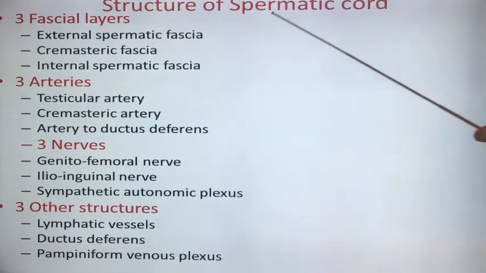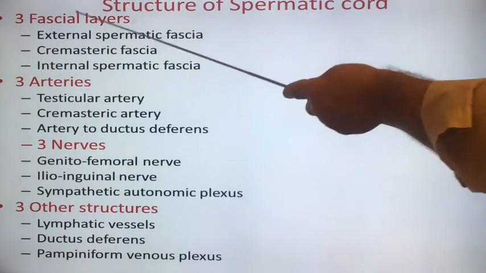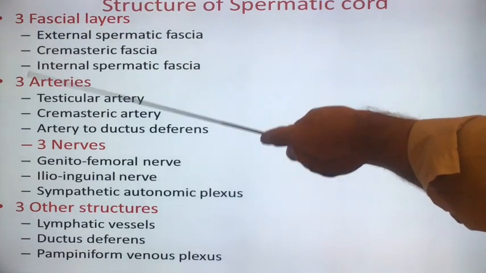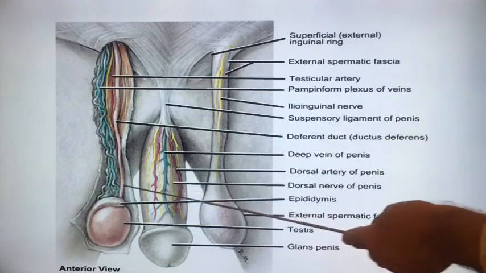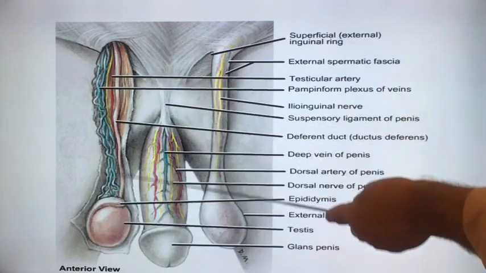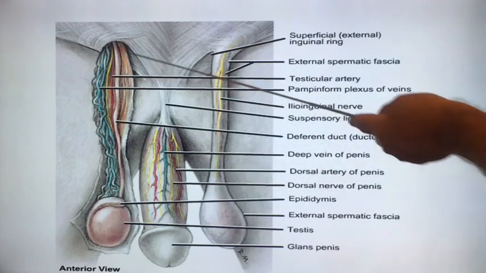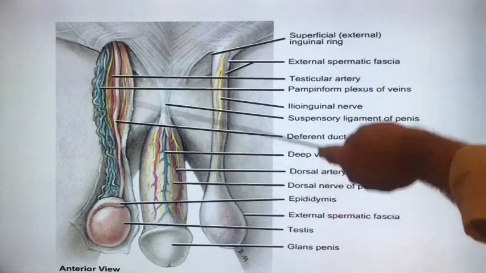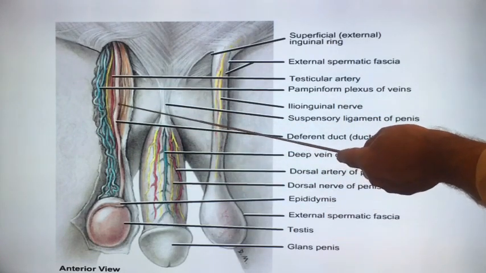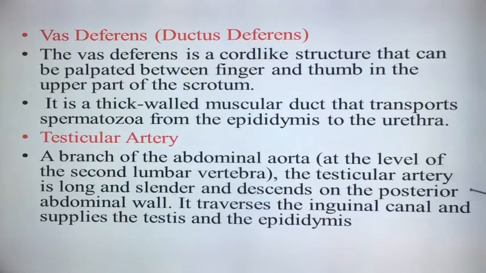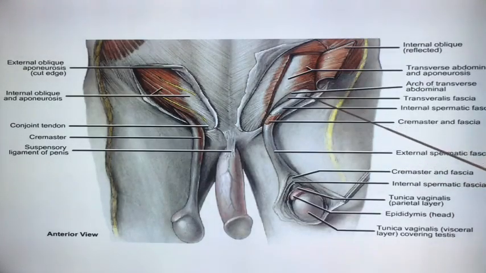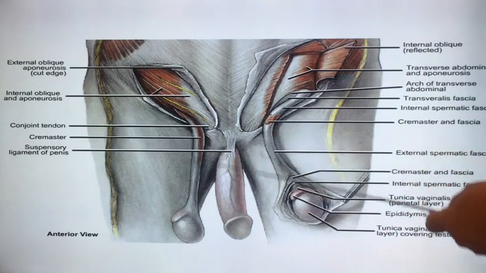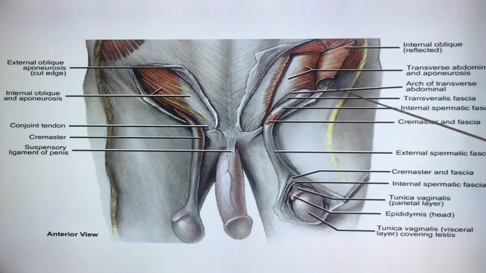What are the structures of the spermatic cord? They are 3 fascial layers, 3 arteries, 3 nerves, and another 3 structures. This is how the spermatic cord looks. This is the spermatic cord in one piece. Here we are opening the outer layer and showing you the veins, the nerve, the artery, the ductus deferens, and so on. Another picture showing how the spermatic cord looks and how many layers are covering it. Each muscle covers the spermatic cord with one layer.